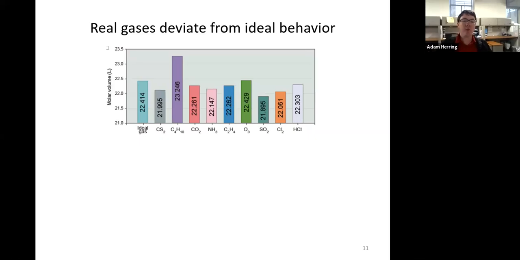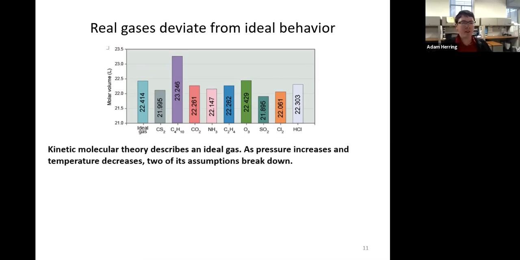So when we look at the molar volume of a gas, for ideal gases, we calculated this to be 22.414 liters at standard temperature and pressure. When you look at the molar volume of actual gases, you can see that it fluctuates somewhat. What gives rise to these variations? Well, the kinetic molecular theory describes ideal gases, and we talked about the 5 key postulates of the kinetic molecular theory. However, as pressure increases and as temperature decreases, 2 of those key assumptions or postulates break down.